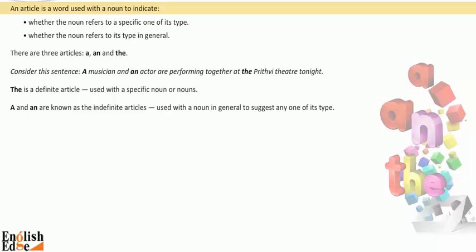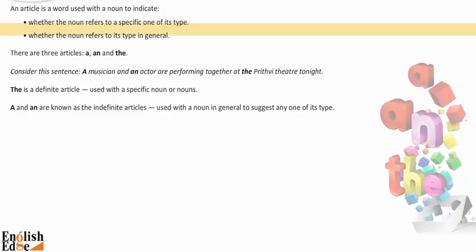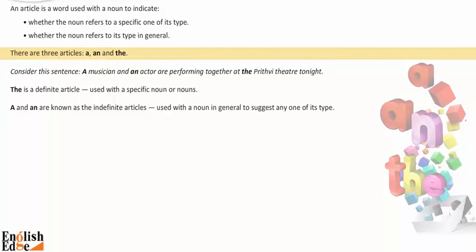Before focusing on indefinite articles, let's first understand what an article is. An article is a word used with a noun to indicate whether the noun refers to a specific one of its type or whether the noun refers to its type in general. There are three articles: a, an, and the.